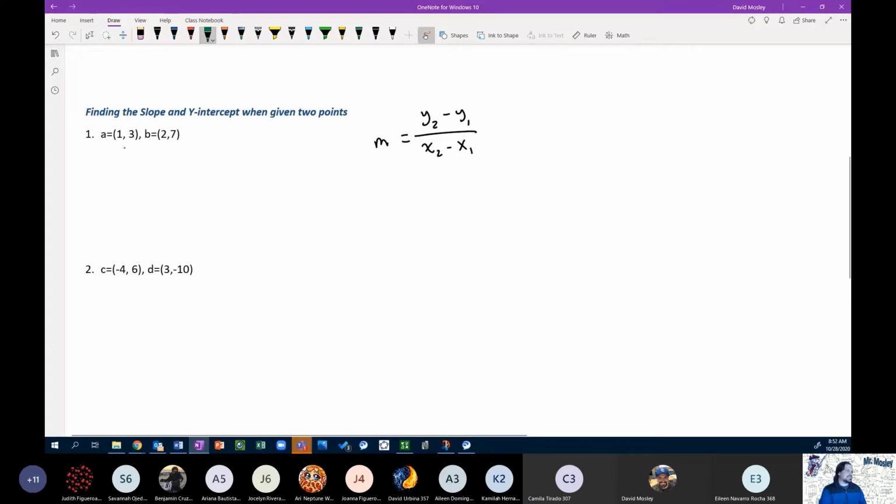So in this example, this would be x1, x2, y1, y2. So for slope, we're going to get 7 minus 3 divided by 2 minus 1.